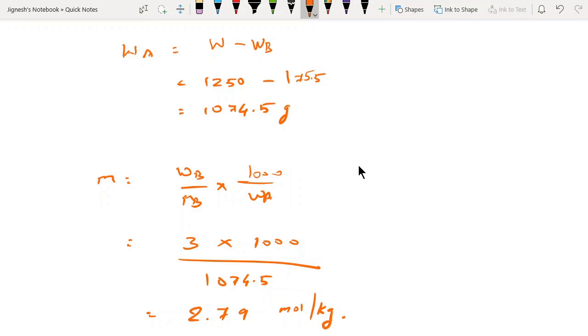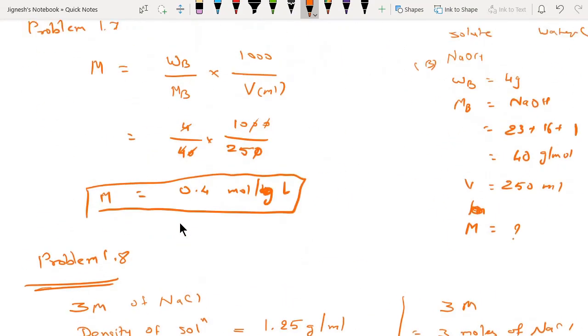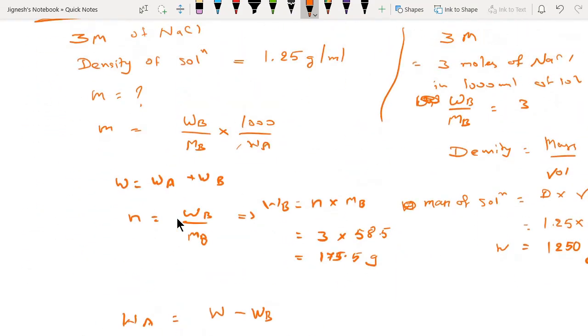So dear students, this is the way you can solve the question in a very nice manner. Please make sure you do all these sums again and again. Most probably in the laboratory they use molality rather than molarity because it does not change with temperature. So dear students, our problem number 8 is done.